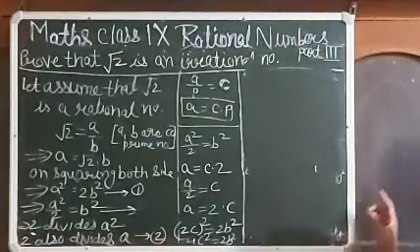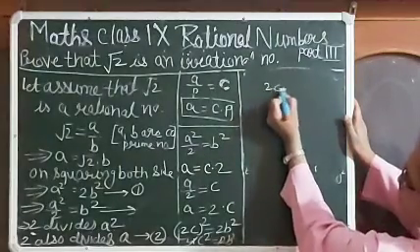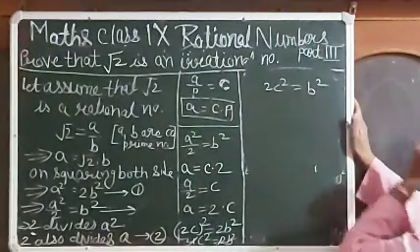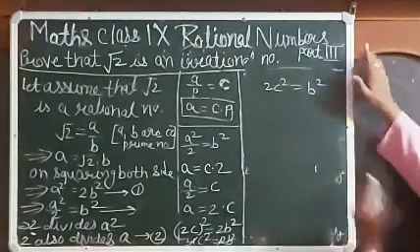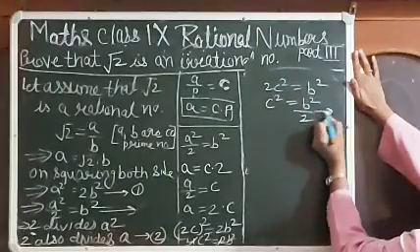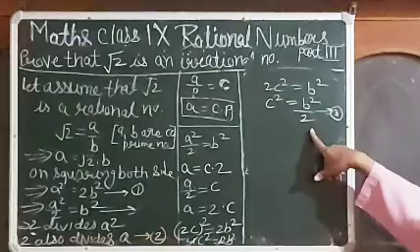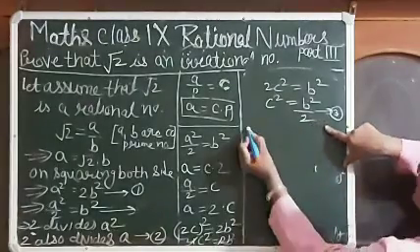4c is equal to 2b square. On dividing both sides by 2, we get 2c square is equal to b square, and c square is equal to b square upon 2. This is our equation. What do we have here? b square upon 2.